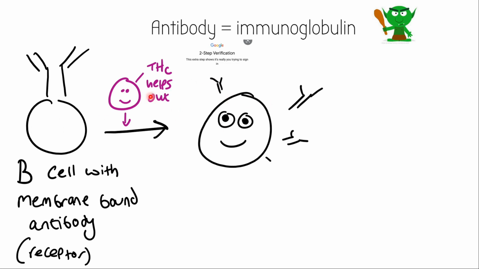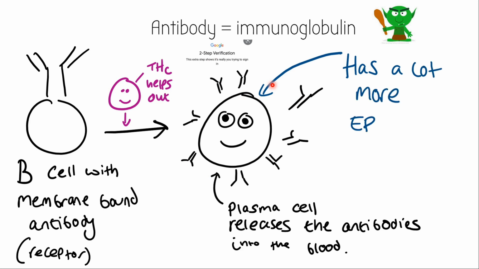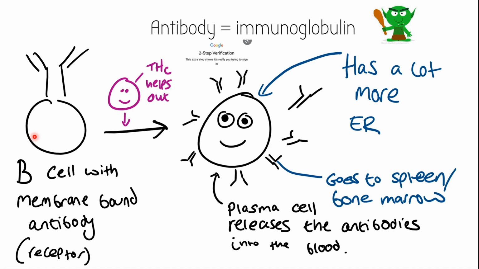And this guy, he's going to make this antibody loads and loads of times. This is a plasma cell. But unlike the B cell, this antibody is now not membrane bound anymore. It's soluble in the plasma and can circulate around and attack the antigens. There are two main differences with the plasma cells. One is that in order to make all these antibodies, they need a lot more endoplasmic reticulum, which you can see as more grainy under the microscope. Also, B cells live in the lymph nodes. When they turn into plasma cells, they go to the spleen or the bone marrow, and that's where they live for that memory function.